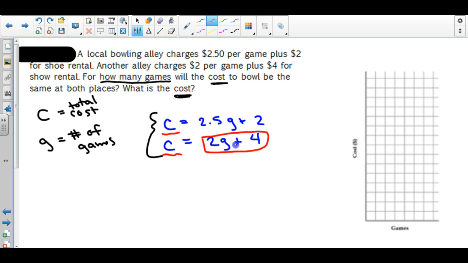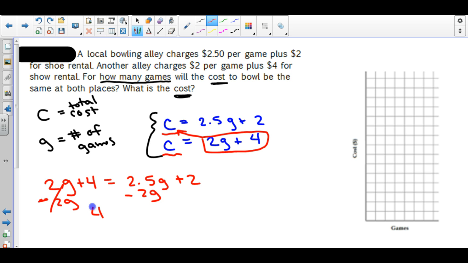So what I'm doing right here is I'm boxing up what C is equal to, and I'm going to substitute it into this equation on the left. So 2G plus 4 equals 2.5G plus 2. And I'm going to solve this equation by subtracting 2G on both sides. So on the left side, I have 4 equals, and on the right side, 0.5G plus 2. In order to solve this now, I'm going to subtract 2 on both sides and end up the left side has 2 and the right side has 0.5 times G. So we're going to divide both sides by 0.5, and G is going to end up being 4.